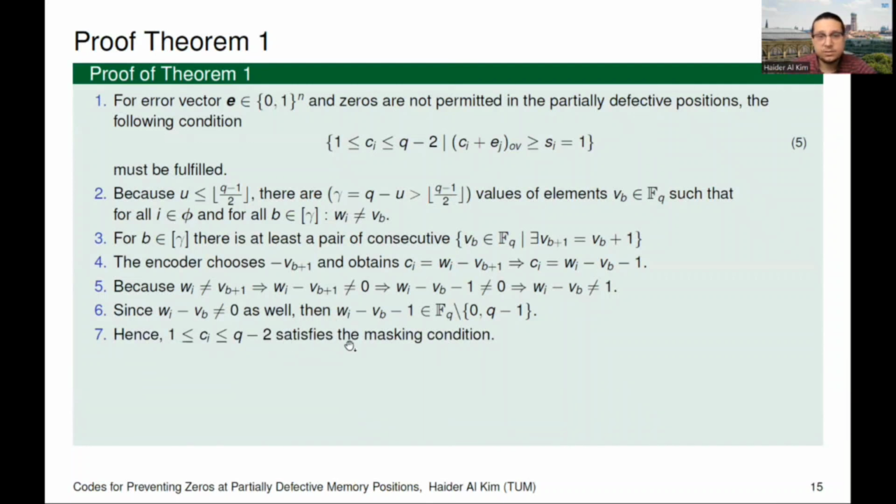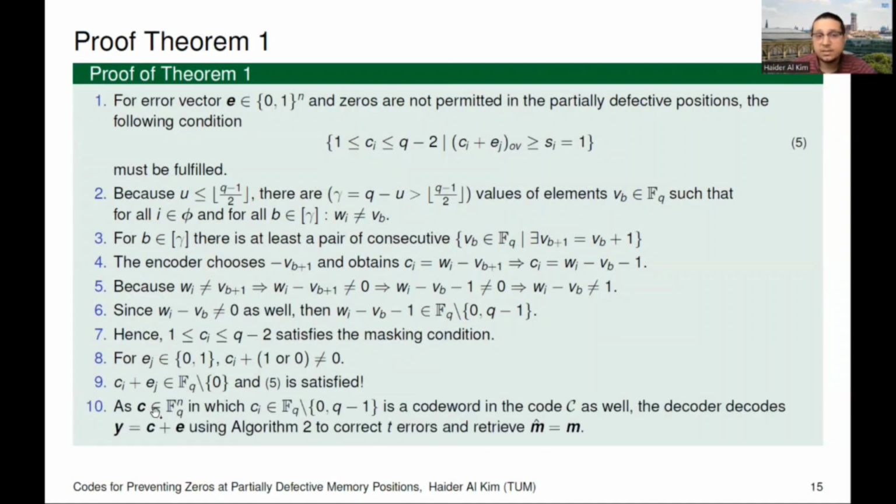So it's always some value from F_q, except these two values. Then we satisfy the condition here, and if we add 0 or 1, which is the error value, it will not be 0 anymore. And yes, this is satisfied, and we fulfill the condition. As c is in F_q, for some coordinate in a partially defective position, not 0 or Q minus 1, it is still a codeword in code C. So the decoder uses y by using algorithm 2 and corrects T errors, returning the message here.